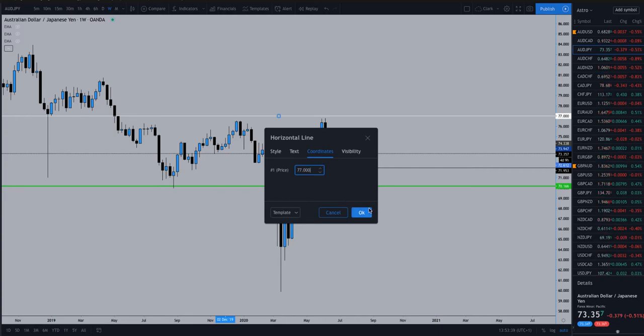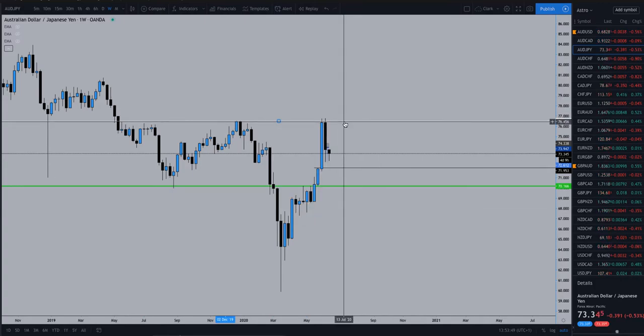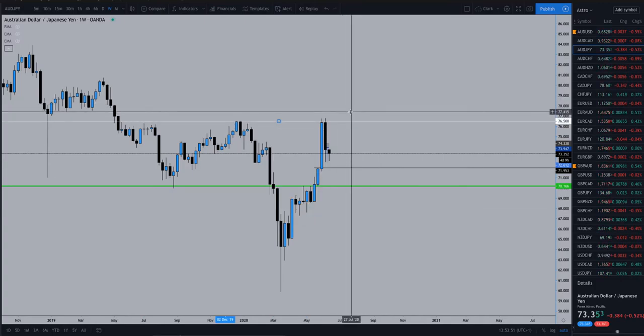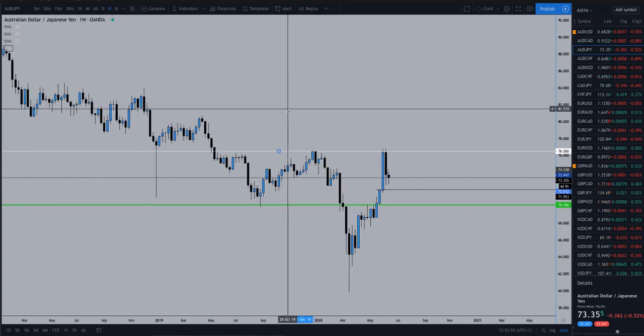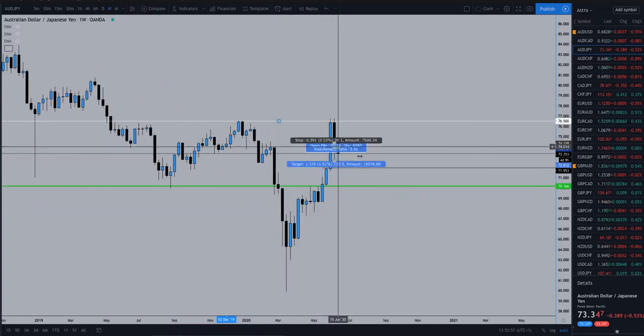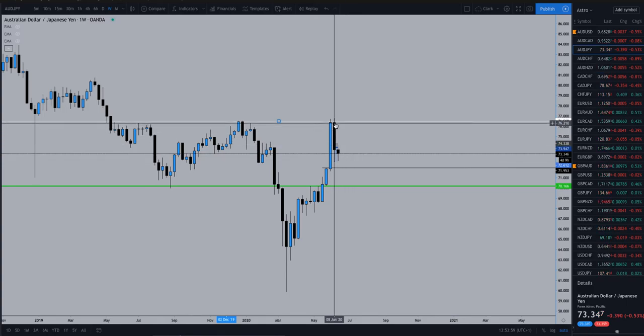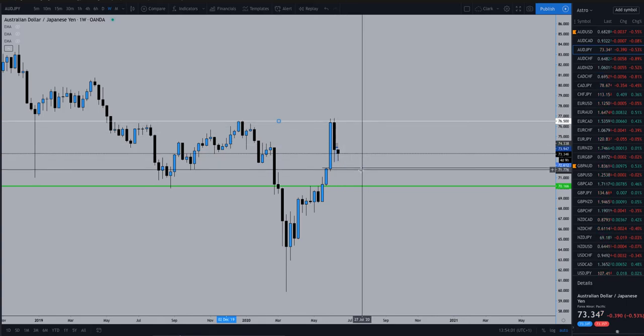More like a 76.5. Okay, we'll go with 76.5 just because 77 we haven't quite hit yet recently, so 77.5 would be more accurate. All right, and then we'll look at the current movement downwards. All right, that's all we need.